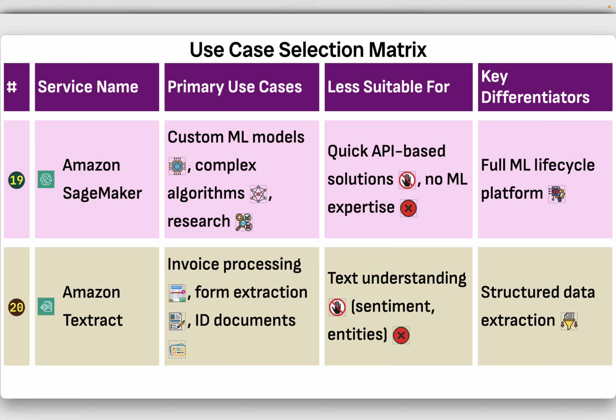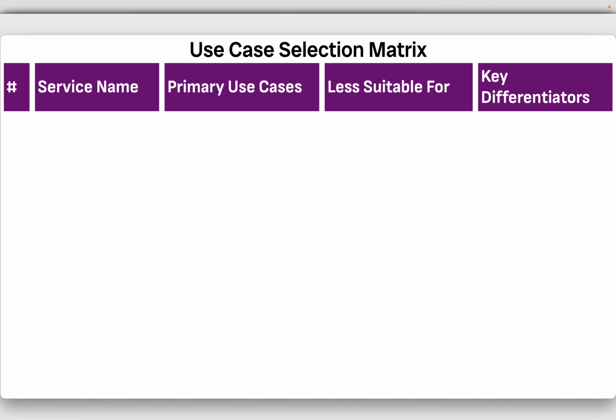Next service is Amazon Textract. Primary use cases are invoice processing, form extraction, and ID documents. It is less suitable for text understanding like sentiment or entities. Key differentiators are structured data extraction.